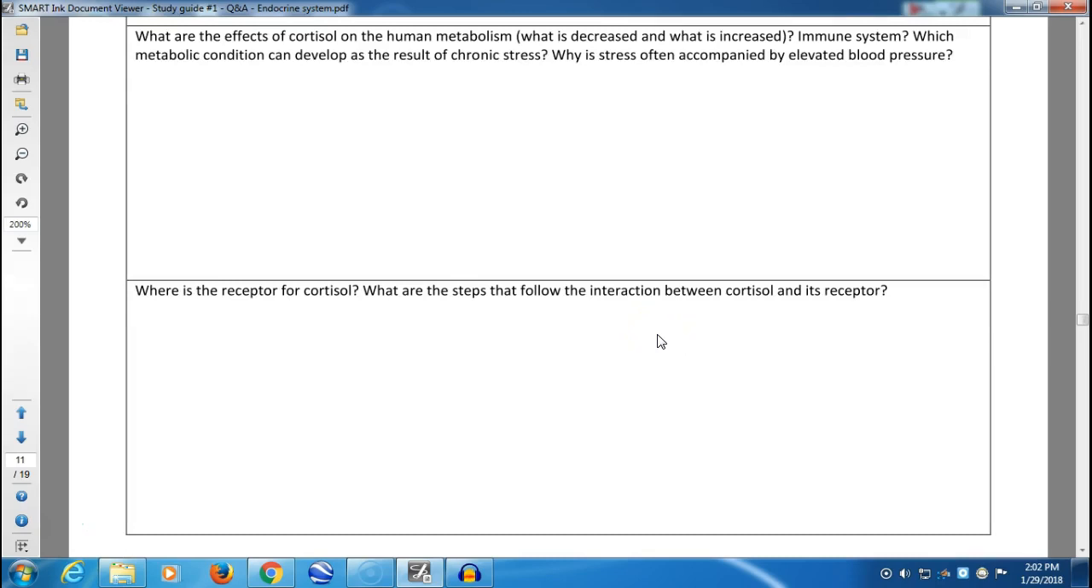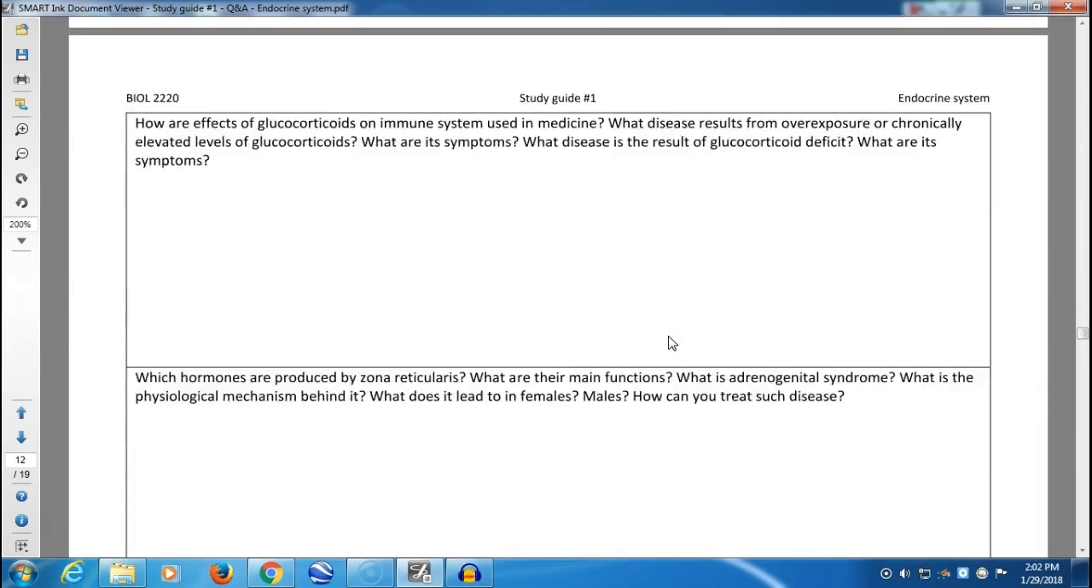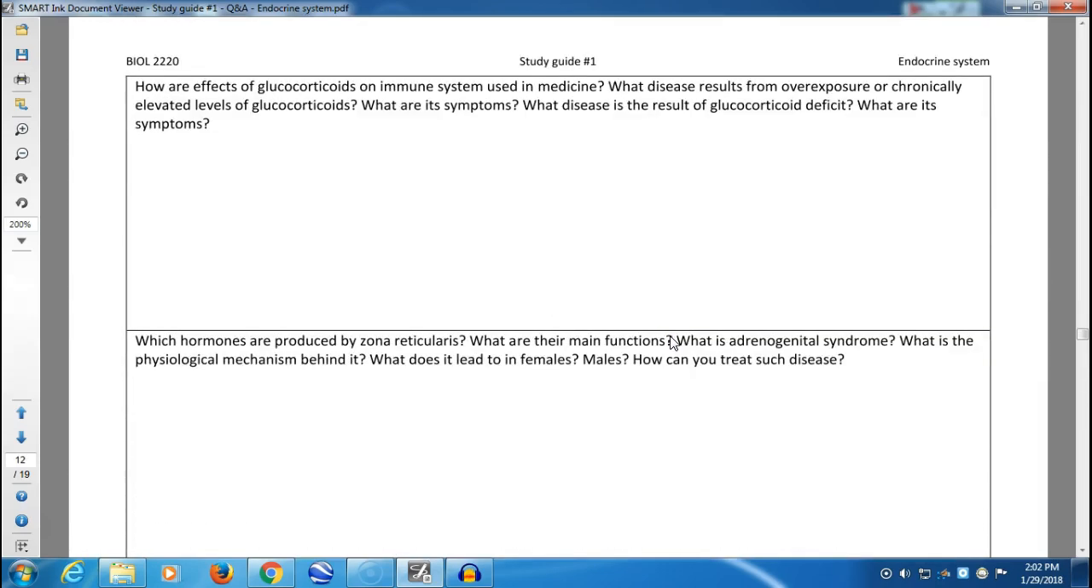Receptor for cortisol is in the cell. It's kind of the same stuff. I'm not going to ask you what the name of the receptor is. Am I clear? But I can ask you, what is true about cortisol? And you have to remember it's a fat-soluble hormone, so the receptor will be inside of the cell. Am I clear? It's immunosuppressive.